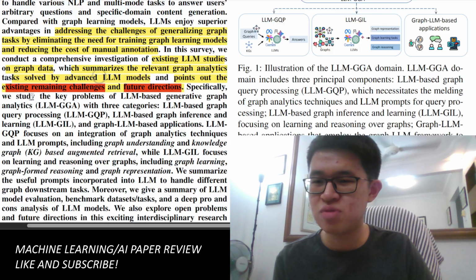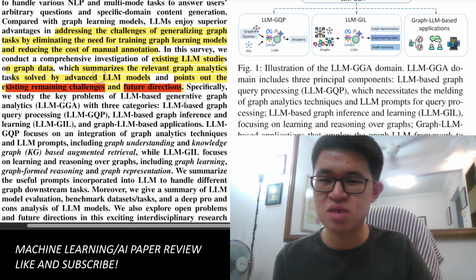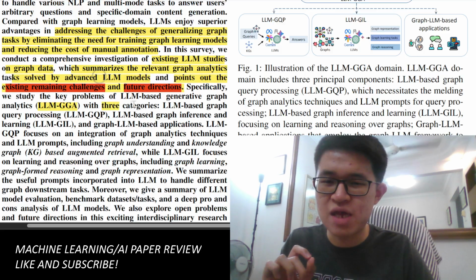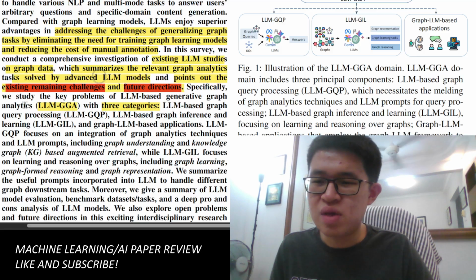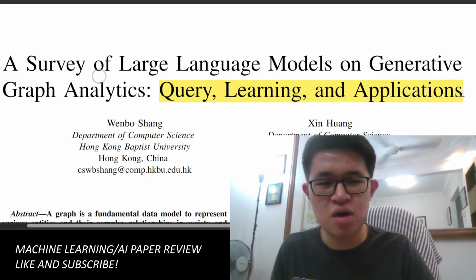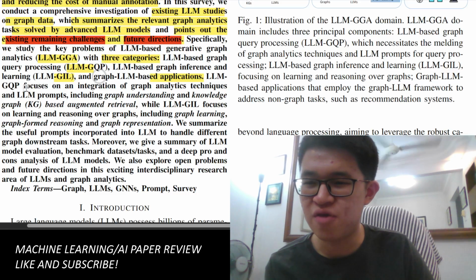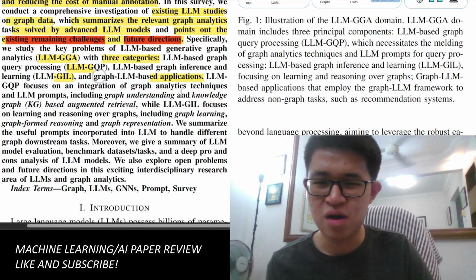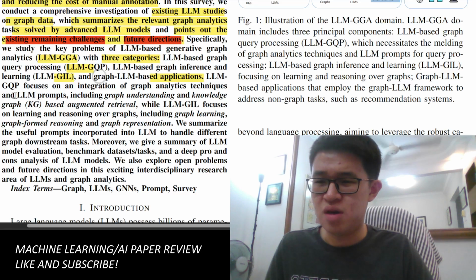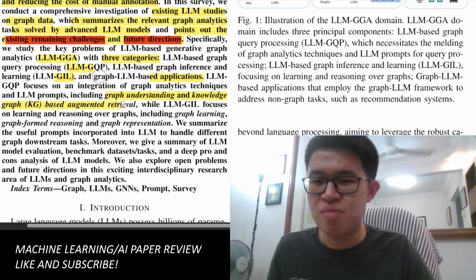Specifically, we study the key problems of LLM-based generative graph analytics, called LLM-GGA, and there are three categories in this area: LLM-based graph query processing, LLM-based graph inference and learning, and applications. I guess these three categories are mentioned in the title itself. The query processing focuses on integrating graph approaches and language model prompts, including graph understanding and knowledge graph based augmented retrieval.